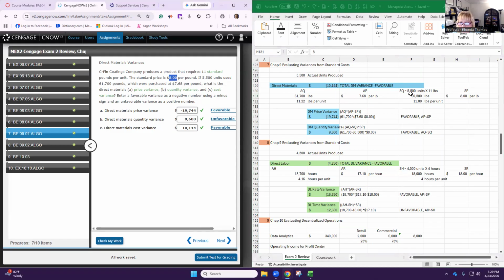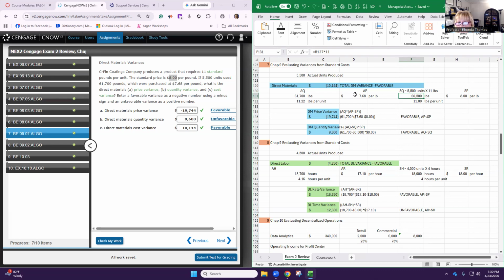Okay. And now we have to come up with how many standard quantity. I think this is the hardest one. So we have to take our actual units times the amount that they have as a standard per unit. They have 11 standard pounds per unit. So if you take 5,500 times 11, you get an amount of 60,500. Now let's do this before we go any further. Actual quantity, 61,700, standard quantity. Those are pretty close, but we've used a little more than what the standard says.